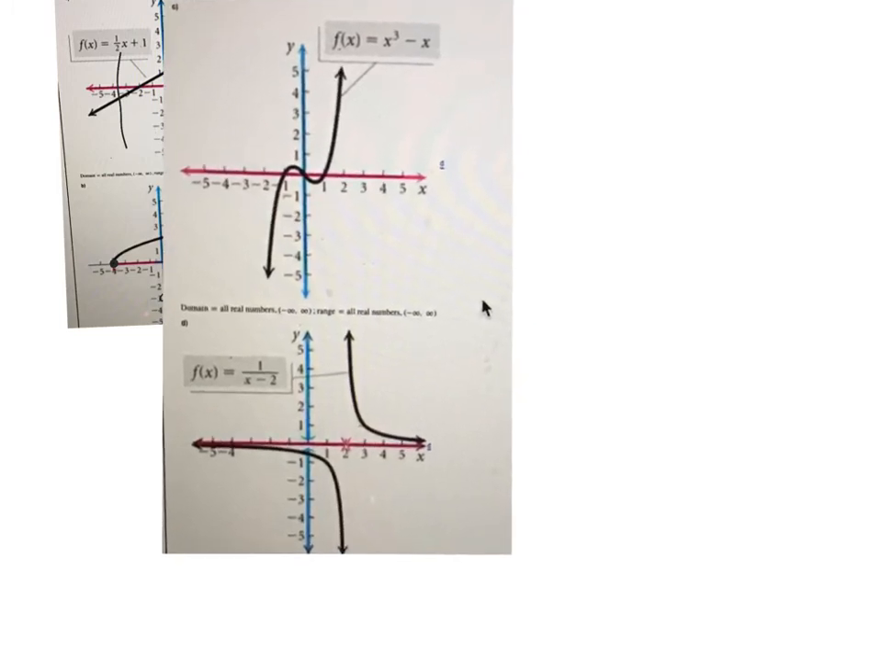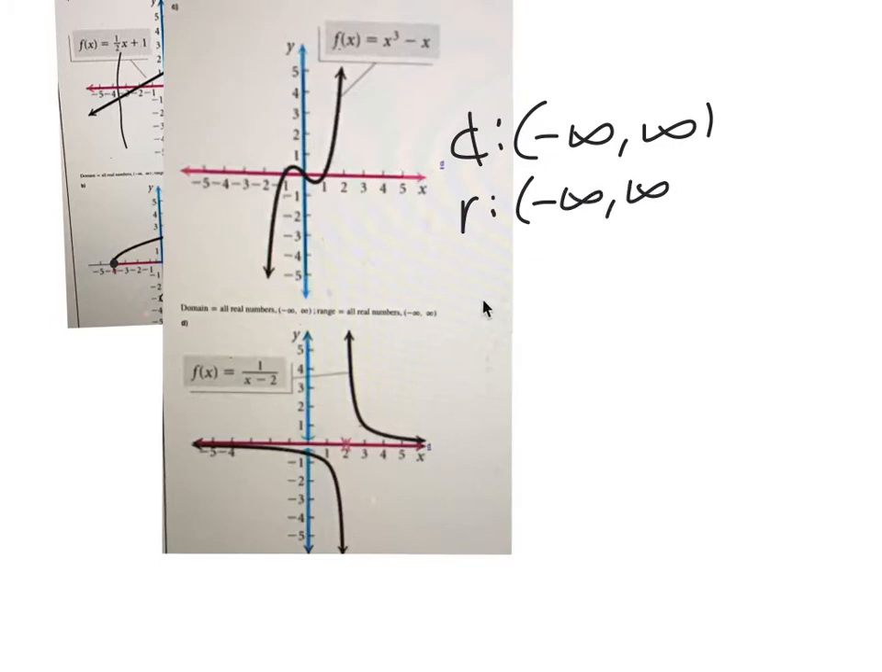This one right here, the third one, that's a cubic graph. And it's going left and right and it's getting wider and wider as it goes. So the domain is all real numbers, -infinity to +infinity. Your range, it's also going up and down forever. So it's also the same thing, all reals.